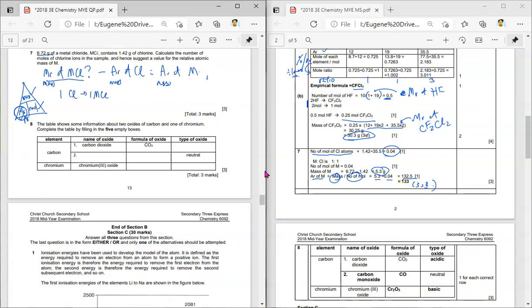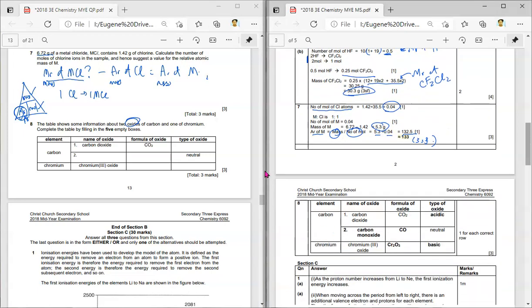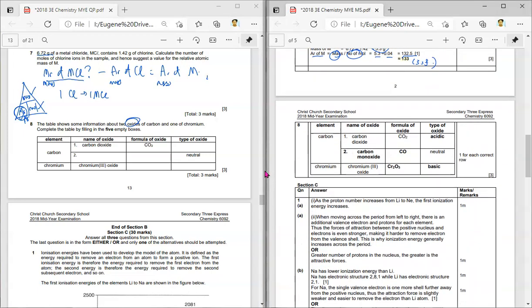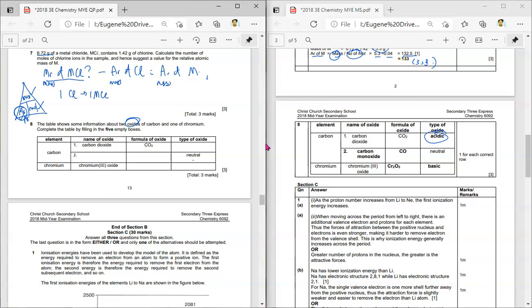Question 8 is on the idea of oxides. Carbon dioxide, CO2, because it's a non-metal oxide, is soluble in cold water, so therefore it's an acidic oxide. For a neutral oxide, an element with carbon: there's carbon dioxide, and the other one is a neutral oxide, carbon monoxide, formula CO.